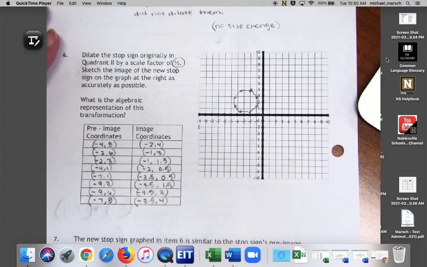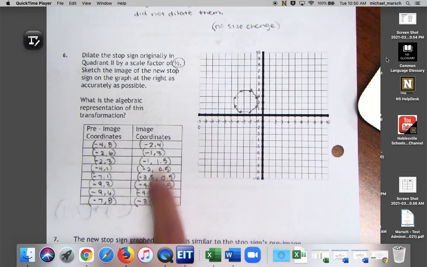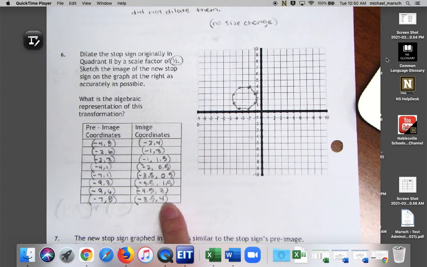So when you're estimating, just do the best you can, right? As long as it's close and I can tell that you knew what you were supposed to do. I'll especially know because I'll see the image coordinates here. I'll know you knew exactly what to do.